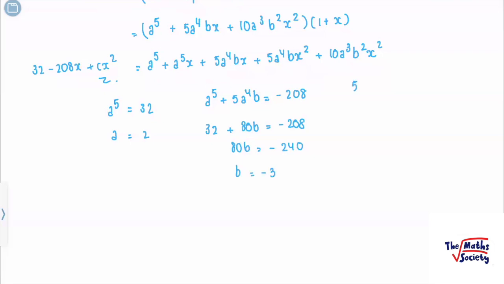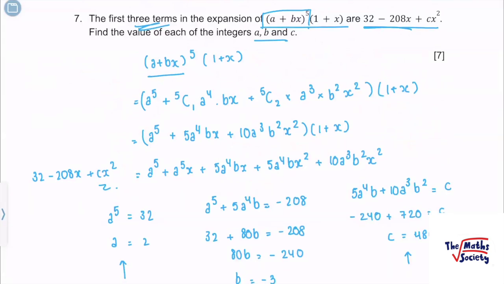And c as well, we have 5a to the power 4 b plus 10a cubed b squared, and that's equal to c. 5a to the power 4 b, just multiply them, is minus 240, plus, and then you just multiply them as well, 720. So c is just going to equal 480. So that's how you get your a, b, and c values.